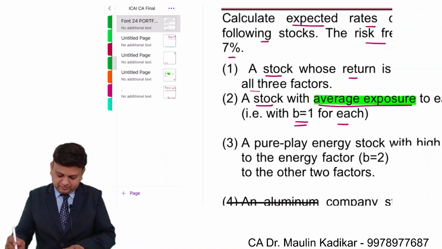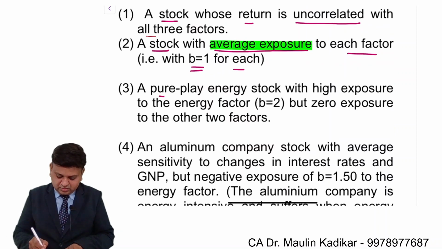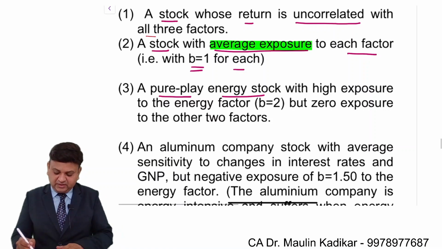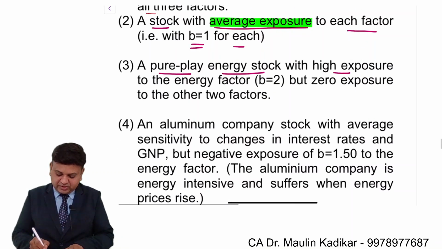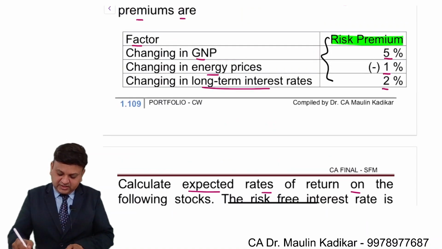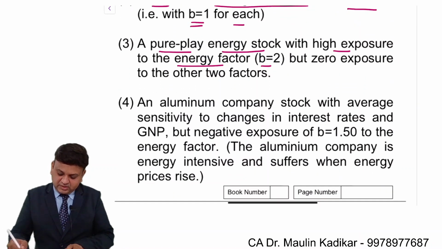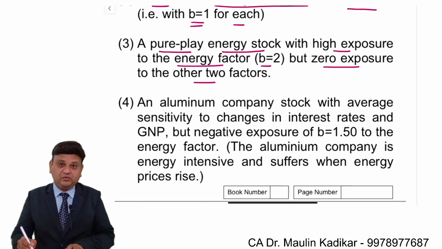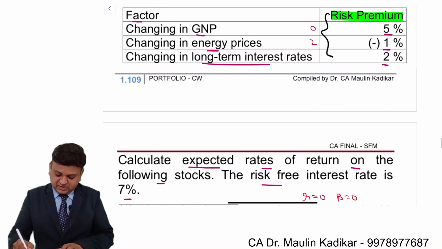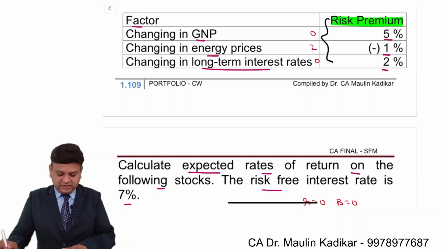Third question. A pure play energy stock means a company dealing in a specific segment with high exposure to the energy factor, that is 2. So for the energy factor, beta is 2, but zero exposure to the other two factors, meaning beta is 0 for the other two. With that, we are required to compute the required rate of return.